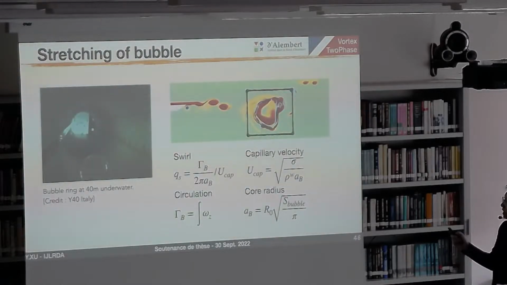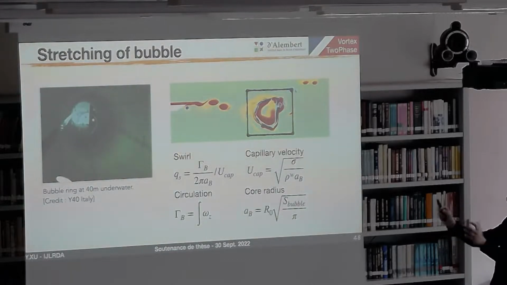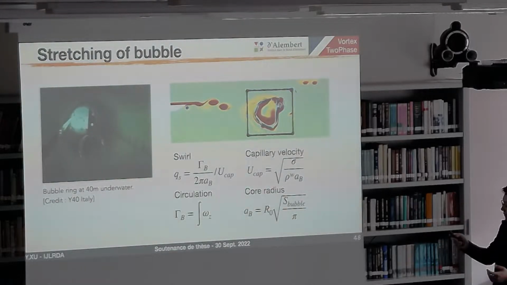We then focus on its dynamics afterwards. As you can see in the video here, a bubble ring is rising in a water tank 40 meters underwater. We can find the radius of the ring is enlarged, which is not so evident here. We assume the dynamics happening here is something similar to a stretching mechanism.